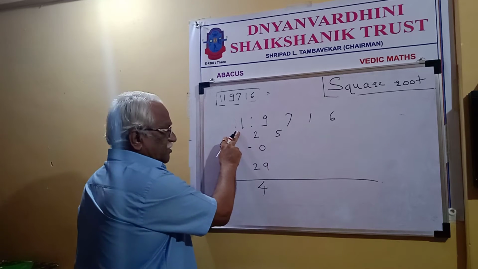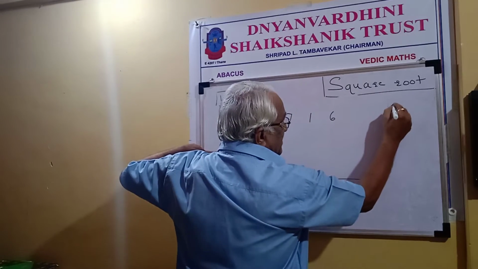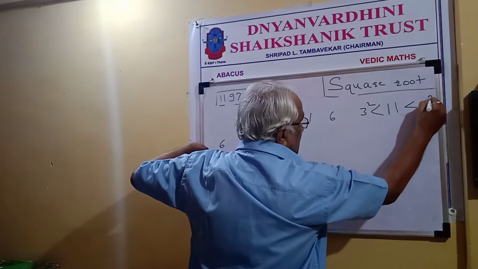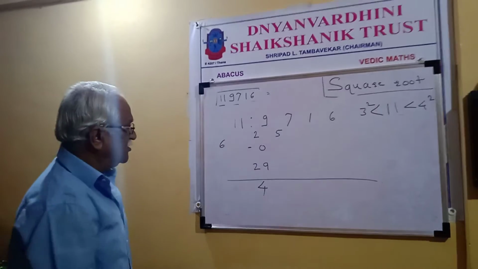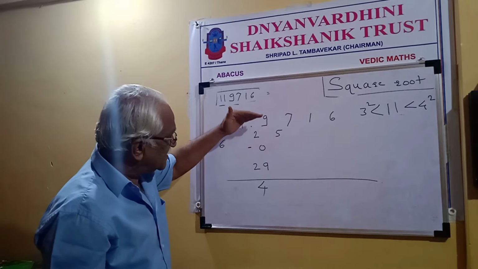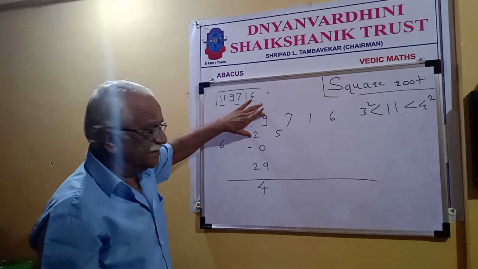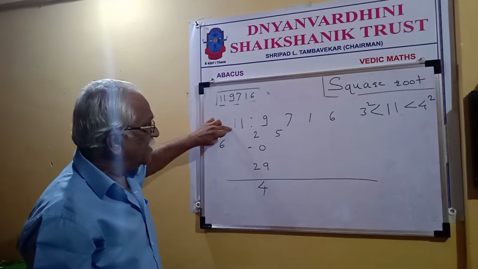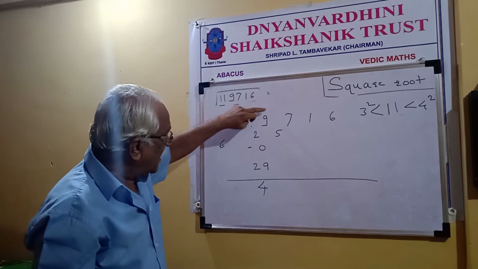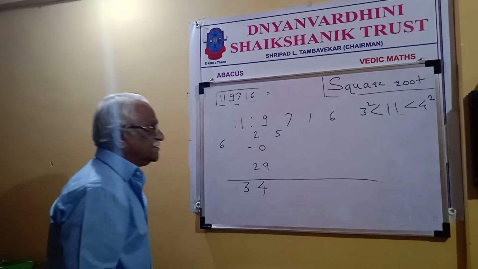9716, and this is the first group. Here we have written 6 because the 11 figure comes between 3 square and 4 square. So double of this 3, that is 3 into 2, that is 6. Now in the last method what we have seen, for the first calculation we don't have to subtract anything from this gross digit, because from 11 we have deducted 3 square, that is 9. So remainder 2 carries forward, and the first quotient, that is 3, we have written here.